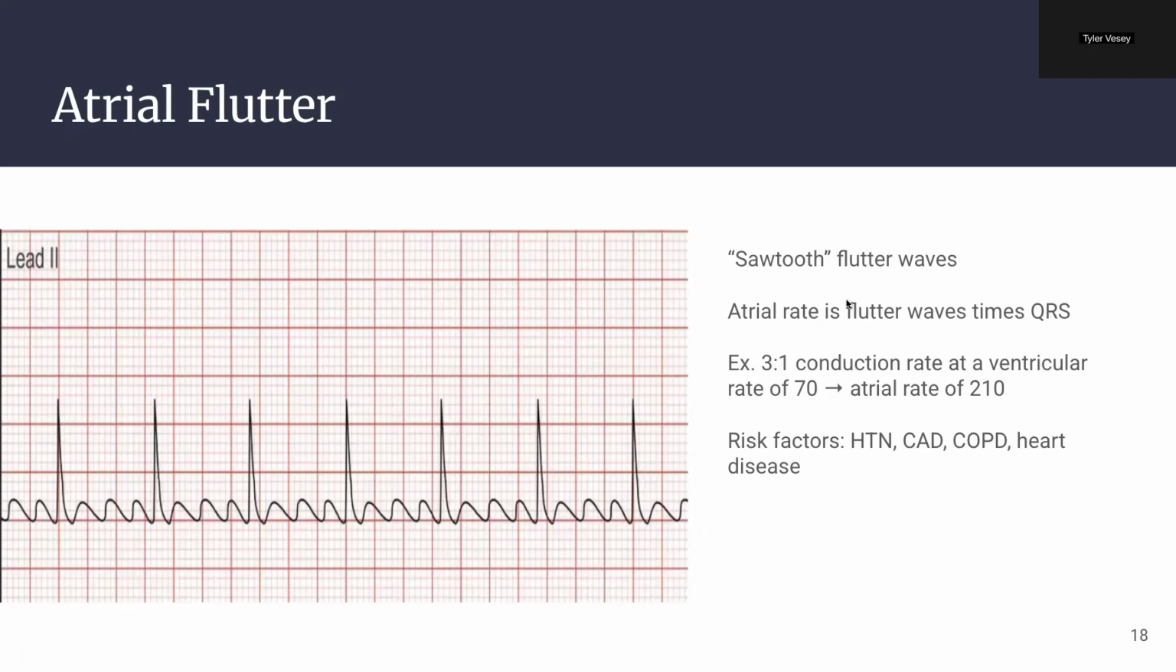The one thing with A flutter, most of the times you see it as a tachyarrhythmia in the field, it's going to be around 150 to 160. So if you're trying to figure out if it's SVT or A flutter or sinus tach, you definitely keep A flutter on the differential if they're sitting at 150, 160 consistently. You have some risk factors for A flutter. It's going to be hypertension, coronary artery disease, COPD, just generalized heart disease. Makes the heart very unhappy.